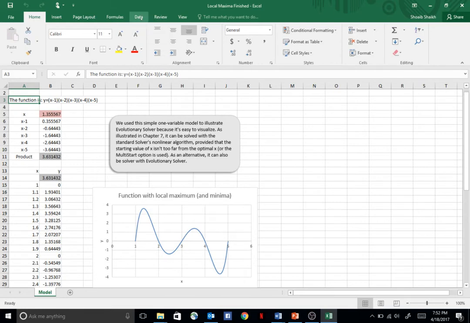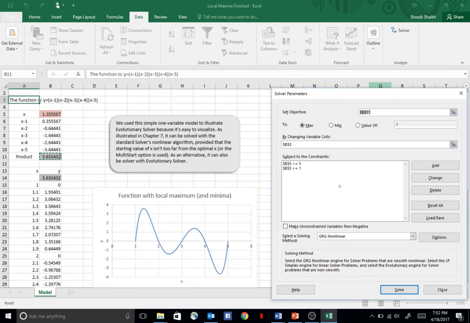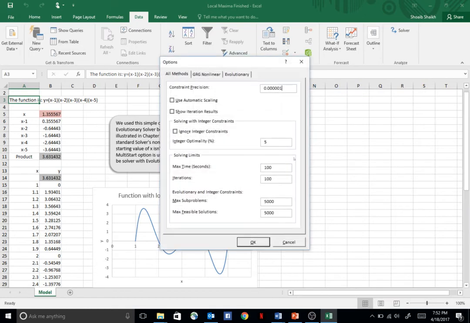But let me show you some of the issues that we can encounter. Once again we're using the GRG nonlinear. We have the two constraints where our decision variable has to be less than 5 and greater than 1. So this is our range of values for our decision variable. I just want to click here on options real quick.